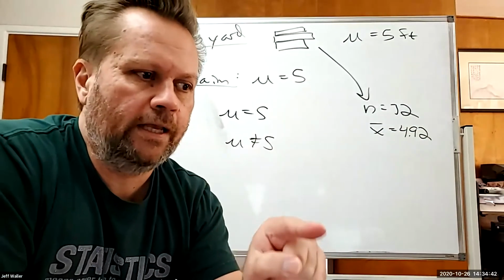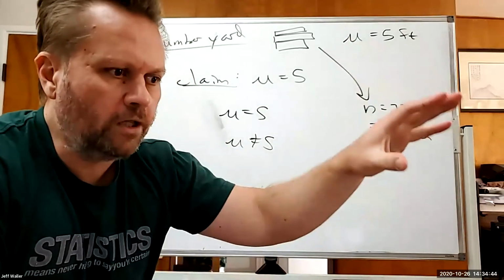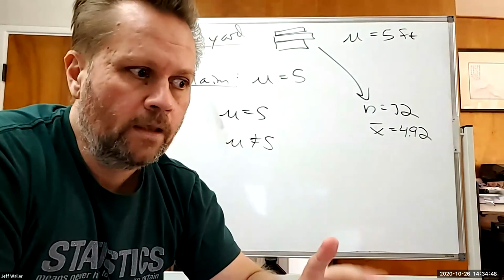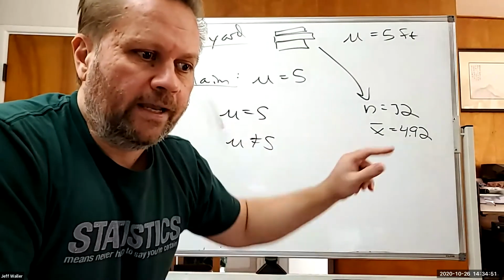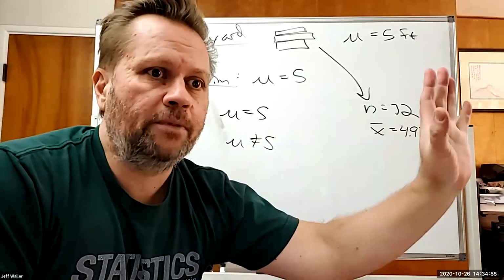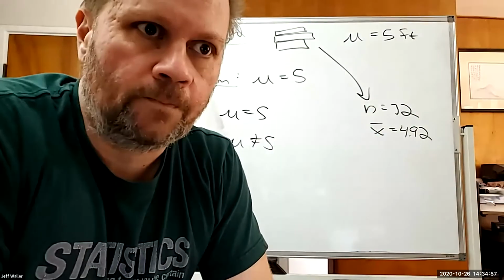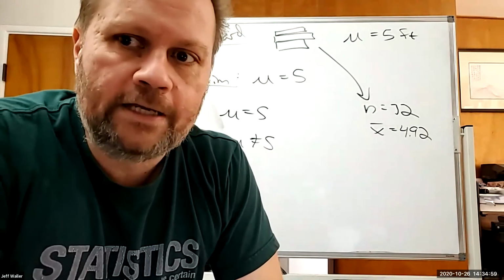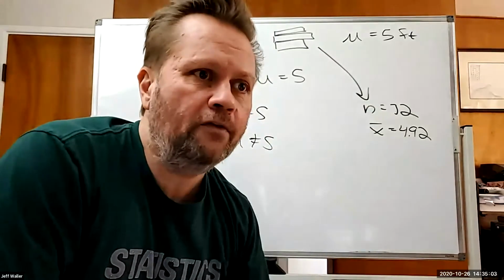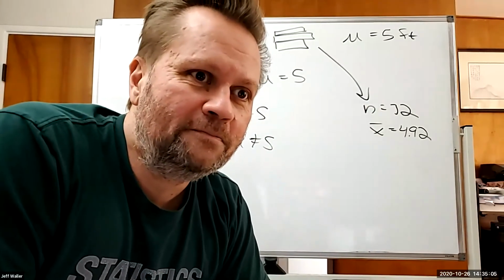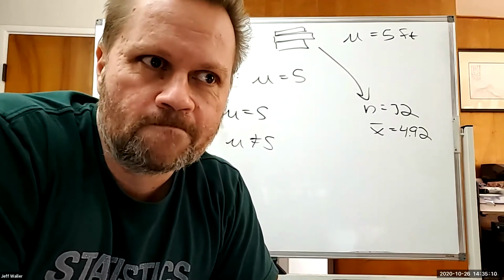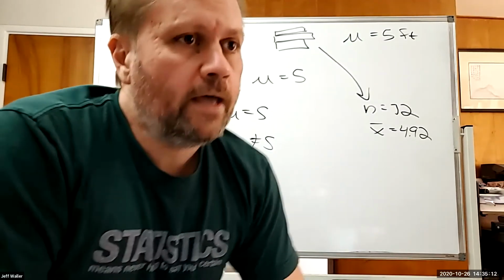So this dude claimed that the average of all of his wood pieces was 5 feet long. If I take a random sample and I get a sample mean of 4.92, do I stop there and say he was wrong? Why can't I just stop and say he's wrong? 4.92 is less than 5. It ain't 5. But I can't say he's wrong. Why not? Because of error. Yeah, good. I love it.